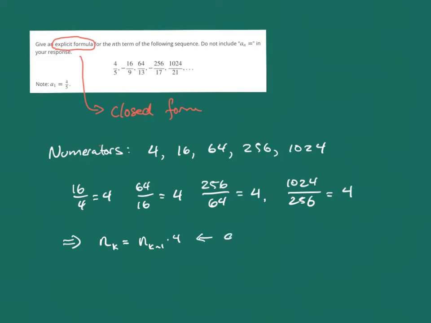Well, I recognize that as a geometric sequence. And so my corresponding closed form for that is going to be my first element, 4, times my common ratio of 4 to the k minus 1 power, or just 4 to the k power. And that will work for k equal to 1, 2, 3, and so on. So I found a pattern for the numerators. Let's see if we can find a similar pattern for the denominators.